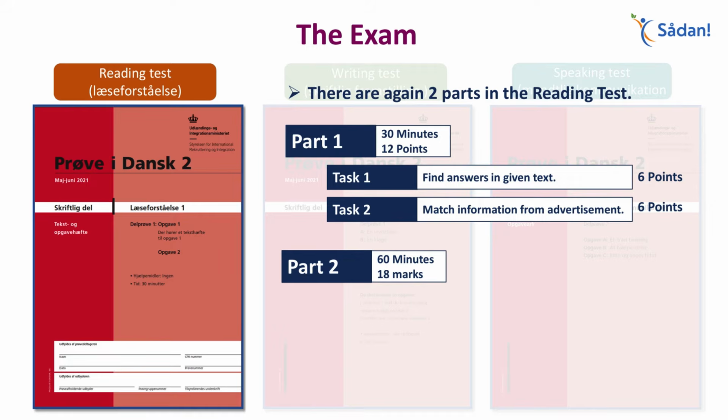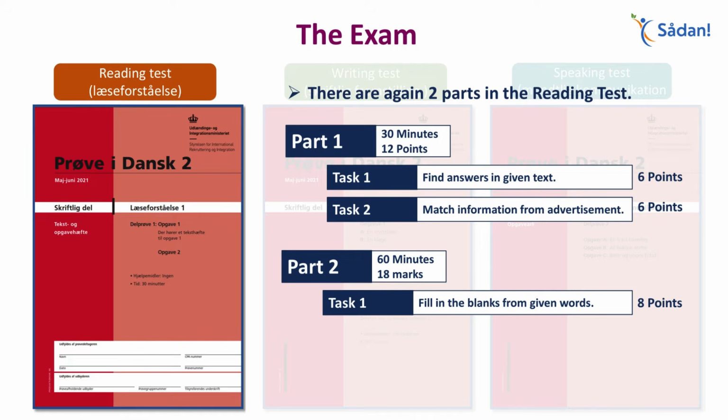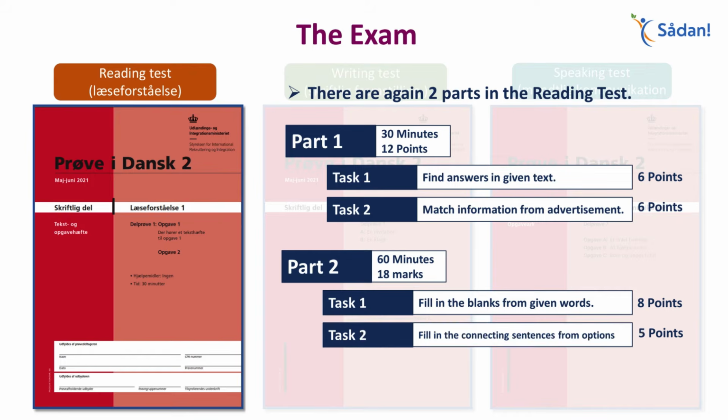In Part 2 of the reading test, there are a total of 3 tasks. In Task 1, you need to fill in the blanks in a given paragraph. You need to choose the answers from given options. There are 8 blanks that you need to fill in this task which carries 8 points in total. Task 2 is similar to Task 1. But here you need to fill in the connecting sentence in given paragraphs by choosing the correct option provided. There are 5 blanks that you need to fill in this task which carries 5 points in total.